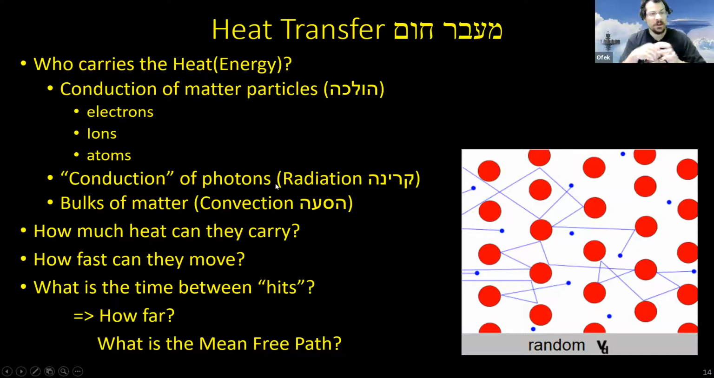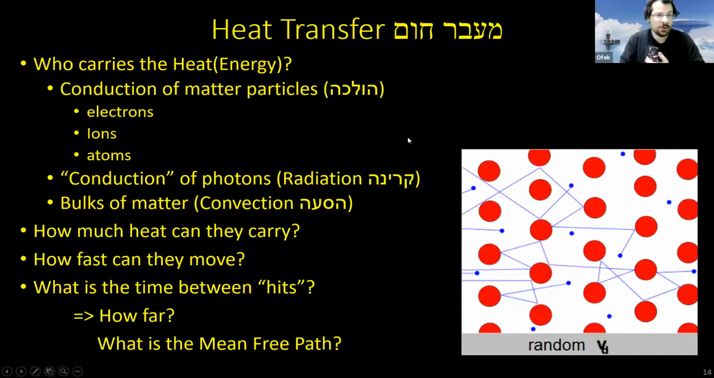Radiation conduction, more properly called radiative energy transfer, or krina in Hebrew, is when photons carry this heat. A photon obviously has energy, and it can travel very fast. It travels at the speed of light. It can take heat with it from place to place. The third option, also common in stars, is called convection, which is not just particles moving from place to place, but whole blobs of matter floating around from someplace hot to someplace cold. And we'll talk about this phenomenon next hour.